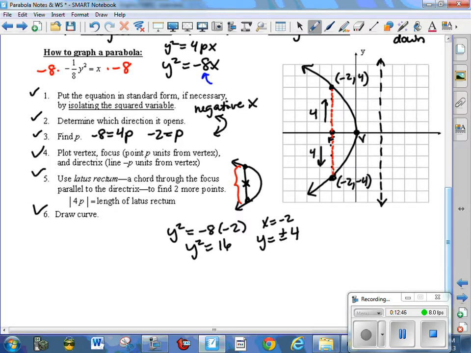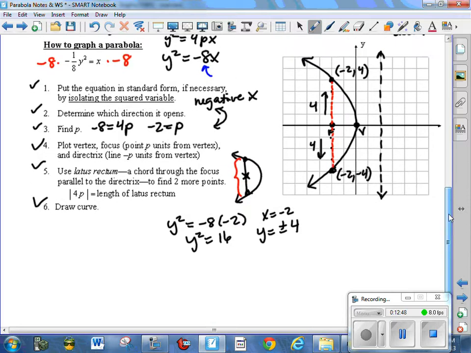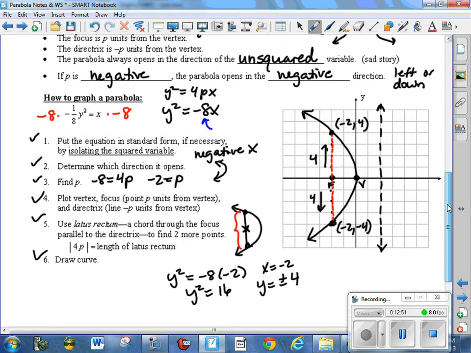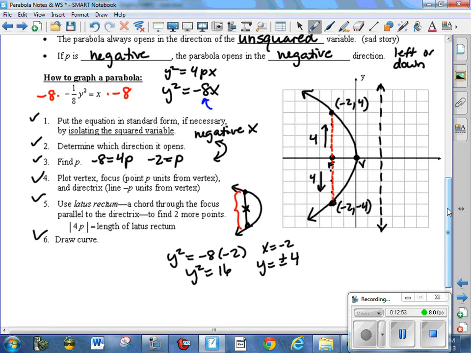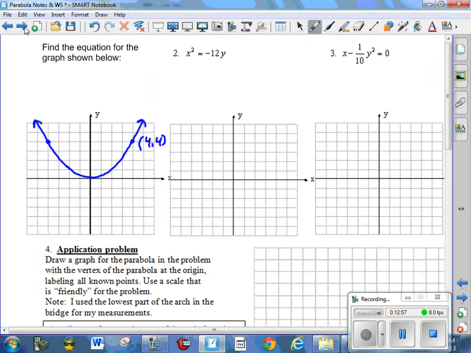All right, now let's take a look at some of our graphs here on the next page. So if we look here, we're going to do 2 types of problems. One is I give you the graph, you find the equation, and one is I give you the equation, you draw the graph. And we've done an example of 2 and 3.